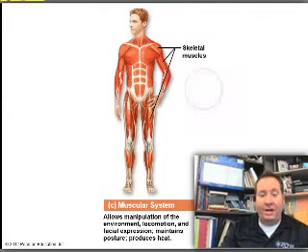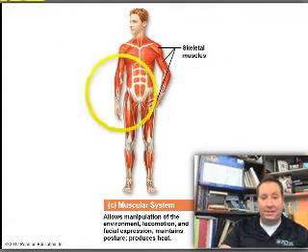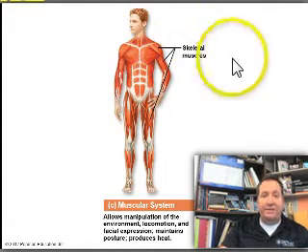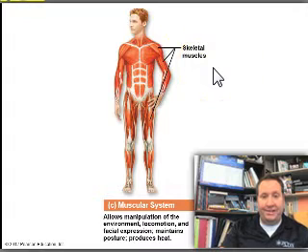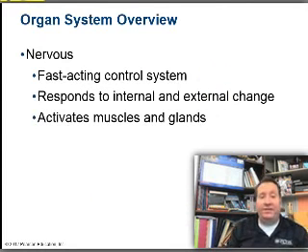The major organ of the muscular system is the skeletal muscles themselves, from your quadriceps to your hamstrings to your biceps to your deltoids. These skeletal muscles are going to be the major organs that are associated with the muscular system. The next organ system that we have is the nervous system.